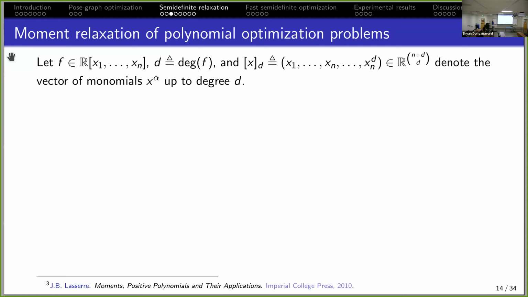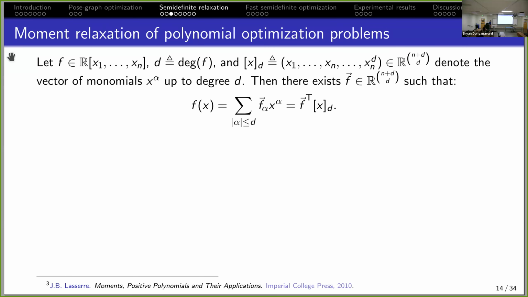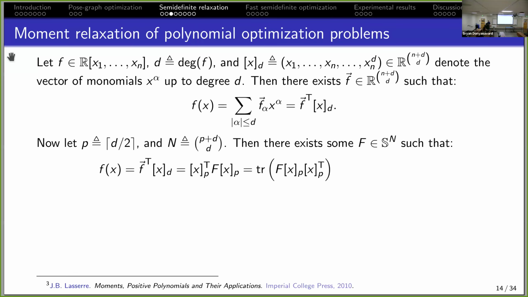And so there's going to be a ton of these. There's going to be exactly n plus d choose d of them. But whatever these things are, we can imagine just concatenating all these things into a big vector. Okay. So if we do that, then there is going to be some associated coefficient vector that literally just says, okay, this is the coefficient of the corresponding monomial term in that polynomial. Okay, so nothing magic has happened yet. It's just what polynomials look like.